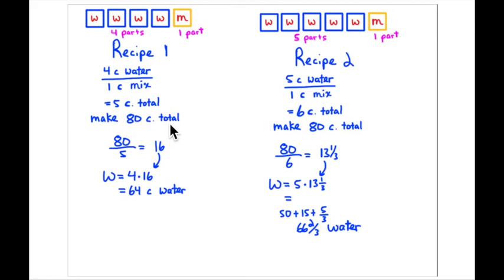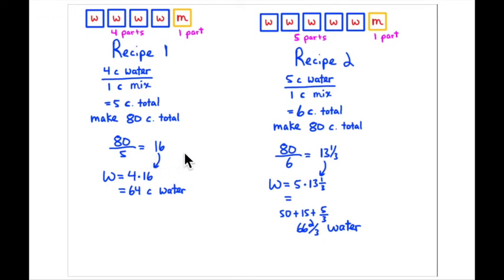All right, so you take the 80 total, you're going to end up with an amount of 80 total cups. Well, if you divide that by 5, that tells you how much each part is equal to. So I'm dividing 80 by 5, these 5. I want to know the amount for each of these parts. 4 of those are going to be water. 1 of them is going to be the mix. And so 80 divided by 5 is 16.